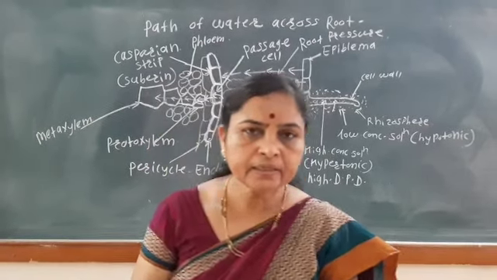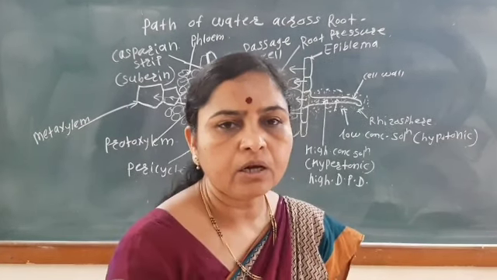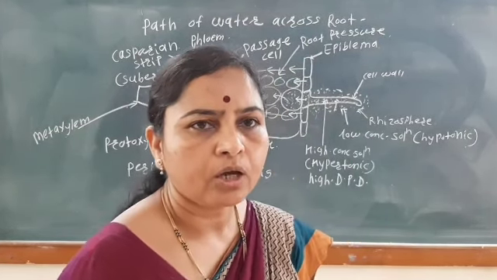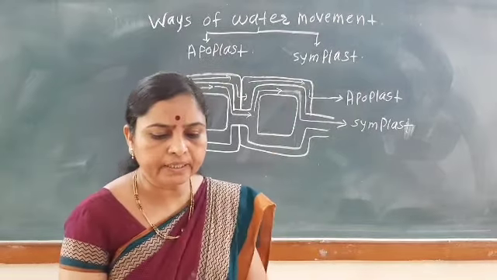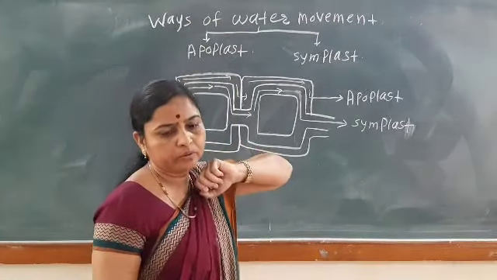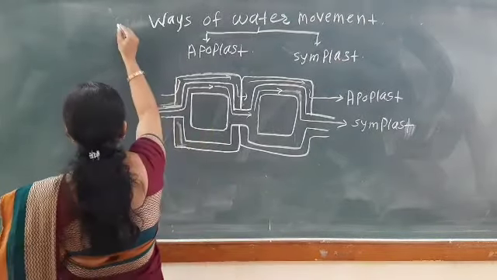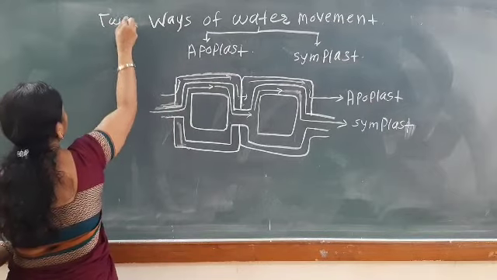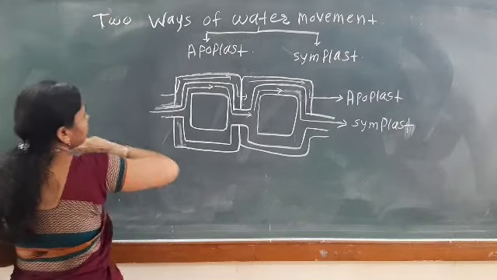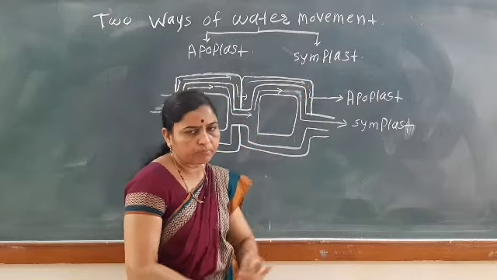Next, see, that is about the ways of water movement. There are two ways of water movement. Which are the two ways? One is the apoplast and another is the symplast.